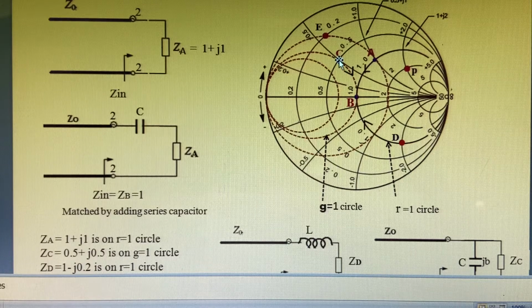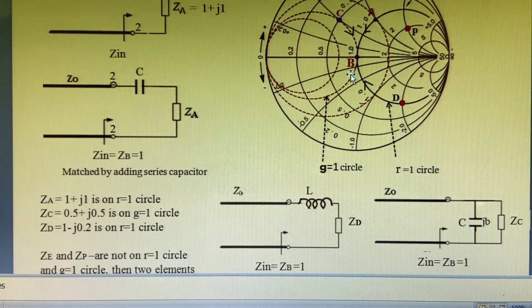So from C to B we move over a conductance circle, in the clockwise direction. So that adds a capacitor in shunt like this. So if the impedance is ZC like this, by moving over the conductance circle like this, we will be getting the impedance matching. ZC is the load. So by moving on the conductance circle, we reach the center of the Smith chart. So that is adding a capacitor in shunt.